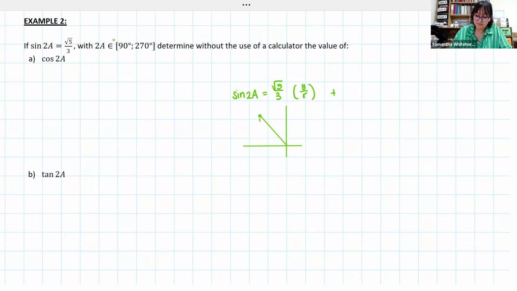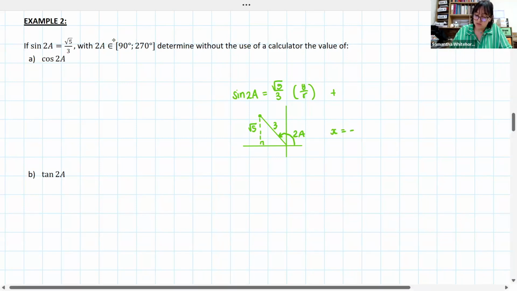Okay. Quadrant 2, we want to draw on the triangle, go for it. Like I say, it helps me. And we are looking at an angle of 2A here. Not A, 2A. You were given sine, so you've got the y value, which is root 5, over r, which is 3. Using Pythagoras, and bear in mind, obviously, that the x value is negative in quadrant 2, you get that your x value is equal to negative 2.